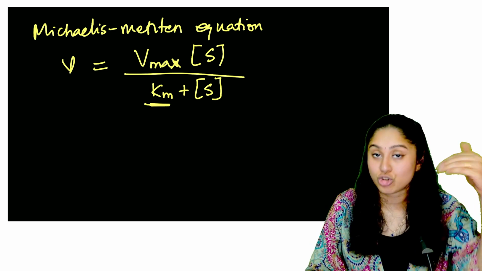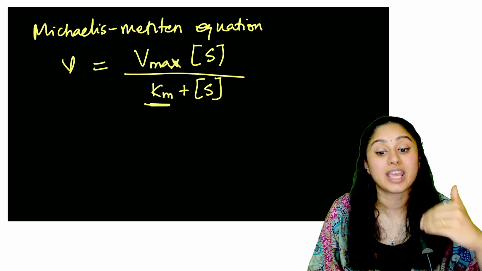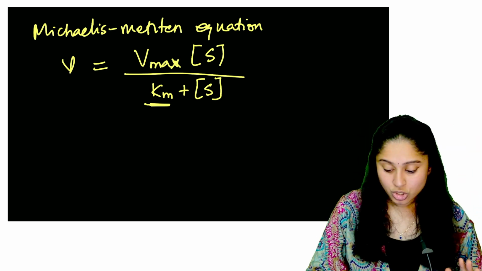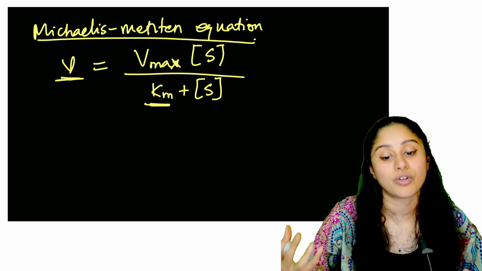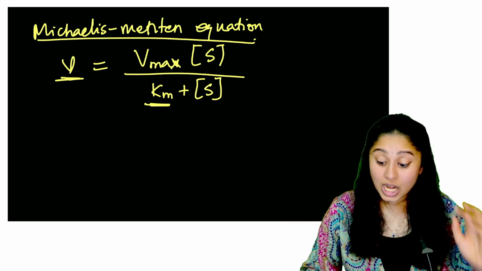So if Km is low, affinity is high. If Km is high, affinity is low. So using the Michaelis-Menten equation, I can easily find out the rate of my reaction. Okay, now we have another equation in place called the Lineweaver-Burk plot.